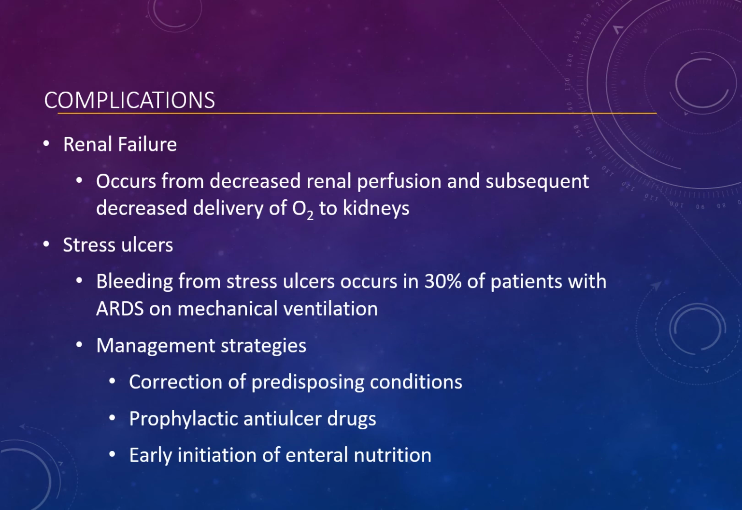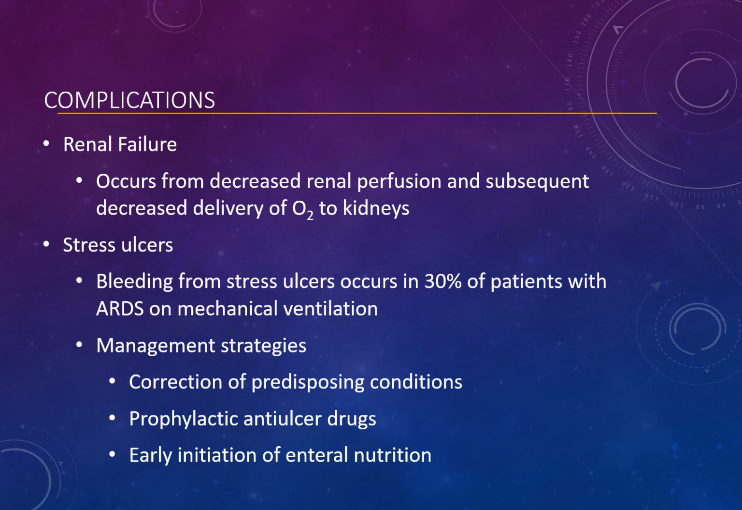Some other complications we might see, so decreased renal perfusion and subsequent decreased delivery of oxygen to the kidneys. If the kidneys aren't getting enough oxygen, a patient could go into renal failure. We would see our BUN and creatinine elevated. Urine output would decrease and it would be concentrated. And if you remember from second semester, this cause would be like a pre-renal failure.